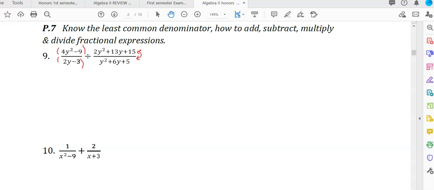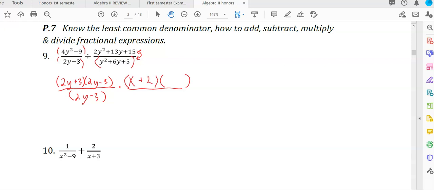So that first fraction, the numerator is going to be 2y plus 3 and 2y minus 3. Denominator is 2y minus 3. I'm going to change this to a times. So now we're multiplying. If I factor the denominator, that's going to go up in the numerator because we're dividing by that fraction. So that's going to be x, it looks like, plus 2 and x plus 3.